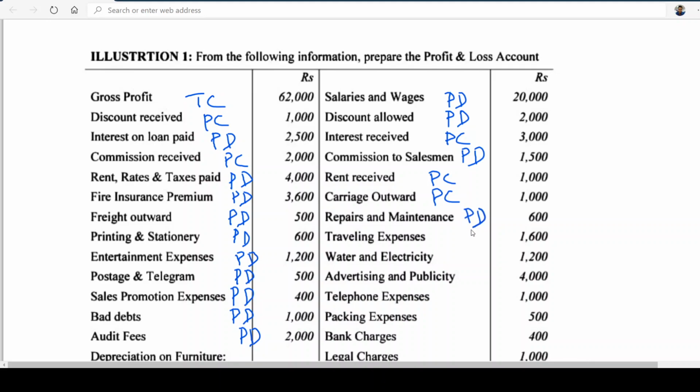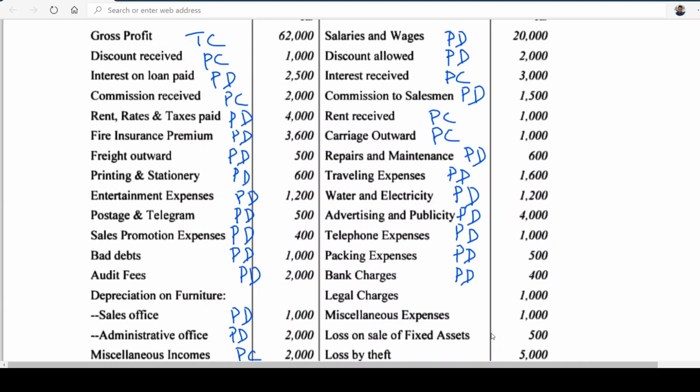Repairs and maintenance: profit and loss account, debit side. Traveling expenses: profit and loss account, debit side. Water and electricity: profit and loss account, debit side. Advertising and publicity: profit and loss account, debit side. Telephone expenses: profit and loss account, debit side. Packing expenses: profit and loss account, debit side. Bank charges: profit and loss account, debit side.